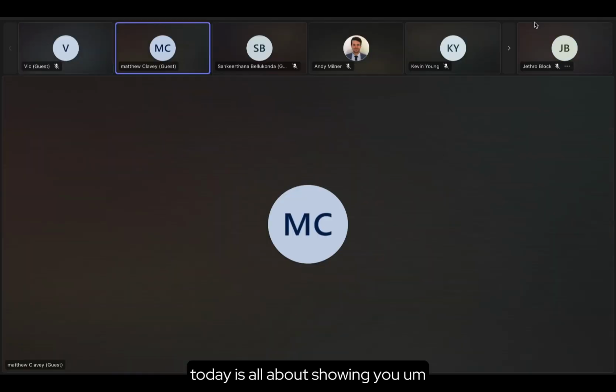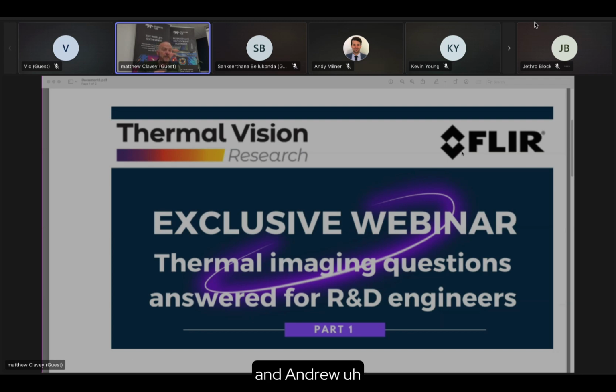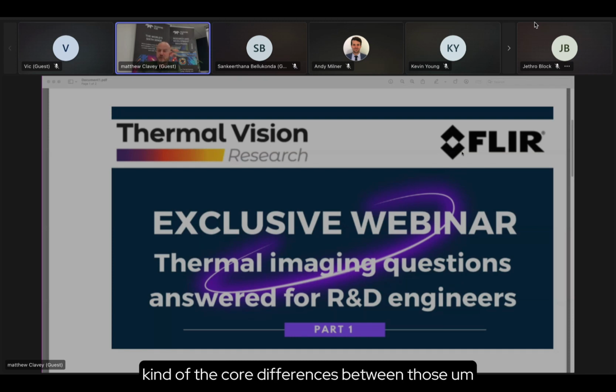Today is all about showing you the differences between two types of sensor technologies, and we generally call these cooled and uncooled cameras. And Andrew has a little presentation that we'll go through afterwards that really just gets to the core differences between those.